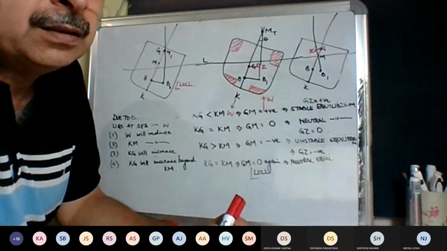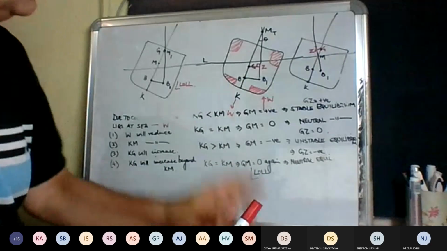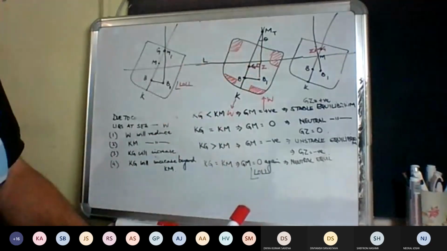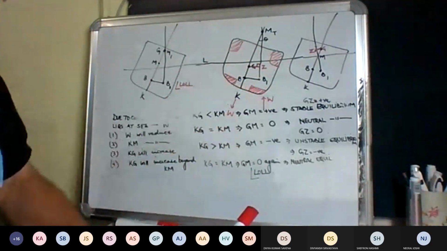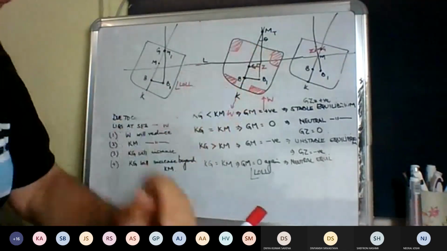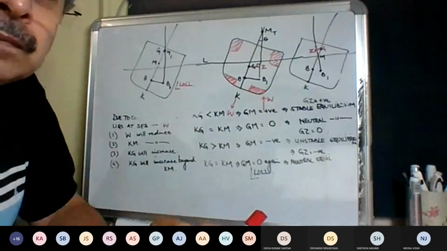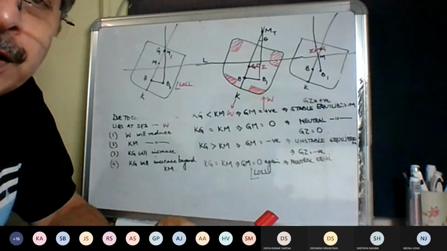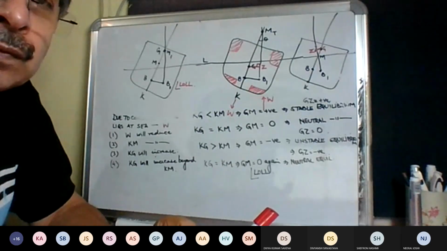And as a result, my GM will remain positive. This is what I have to make sure. So I should not sail out with this. Even if I do sail out with this, I will consume only from top tanks. I will not consume from bottom tanks. This is what the mate makes sure.